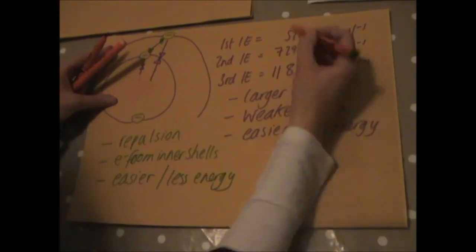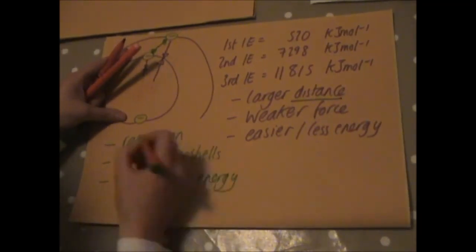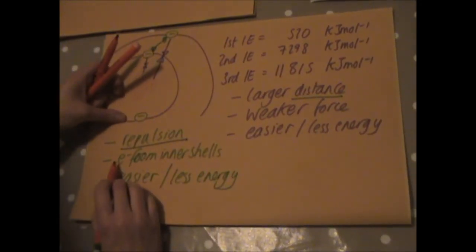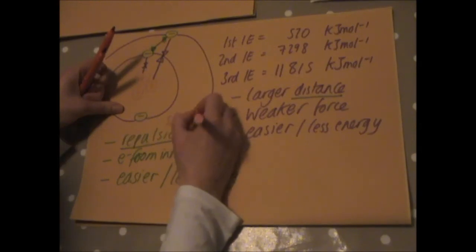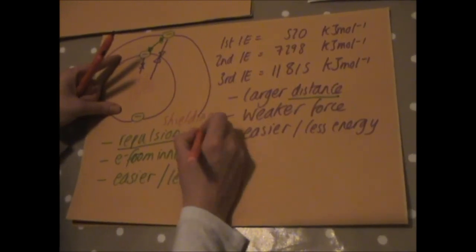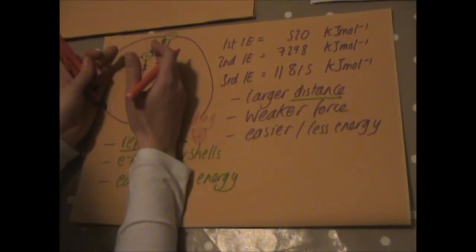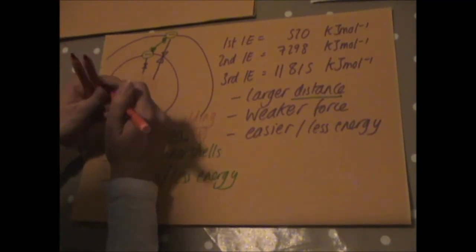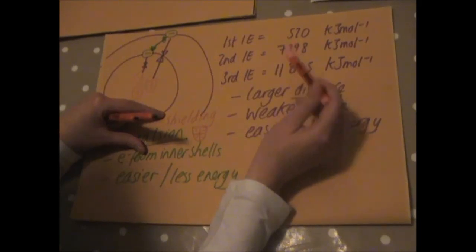So those are our two factors that explain the difference in those two numbers: the larger distance the force is acting over, and the repulsion that the outer electron feels from the electrons from the inner shells. Now this repulsion has a special name: shielding. So you remember, we draw a little shield there. It's forming a shield between the outer electron and the protons in the nucleus. Okay, so let's move on to have a look at the second and third ionisation energies.